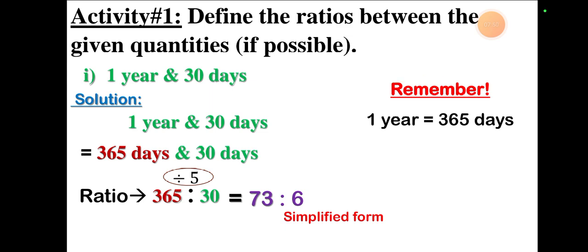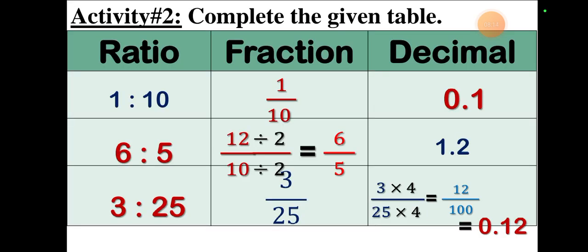Can we define the ratio between the given quantities? Like 1 year and 30 days. Yes, because year and days are the same kind of quantity. So 1 year is 365 days, so I'll write 365 days to 30 days. Now I will cancel out days because they are the units. So 365 and 30 are both divisible by 5, so I will divide them by 5 and I will get 73:6. This is the simplified form.